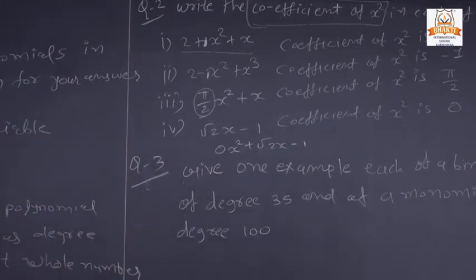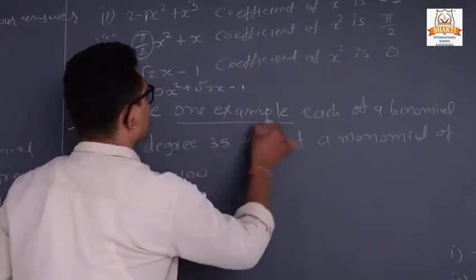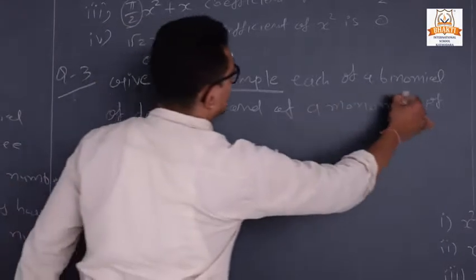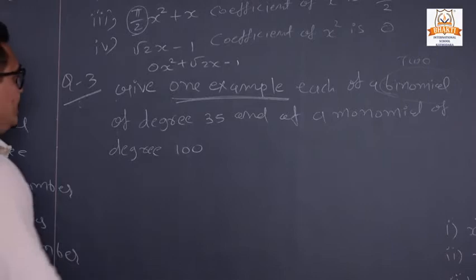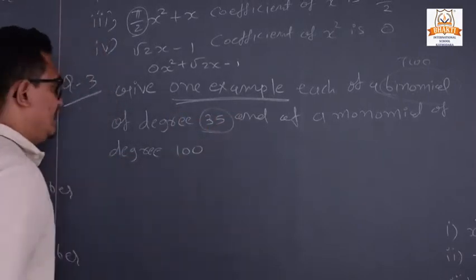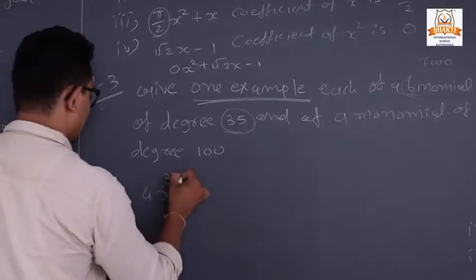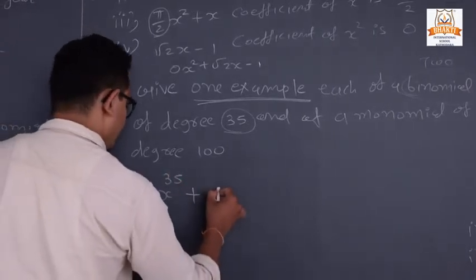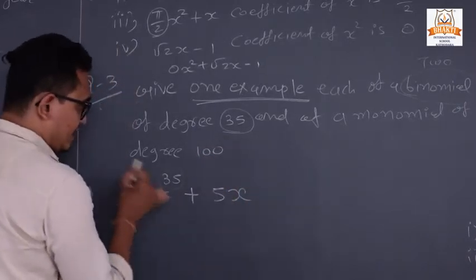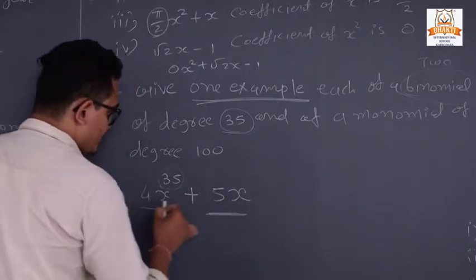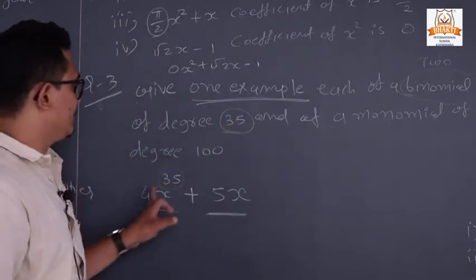Now in question number 3 they are asking, give one example of a binomial. Binomial means what? 2 terms, and the degree is 35. So we can write it like that, 4x raised to 35 plus 5x. Here see that x has a power of 35 as well as we have 2 terms. So it is an example of a binomial of degree 35.